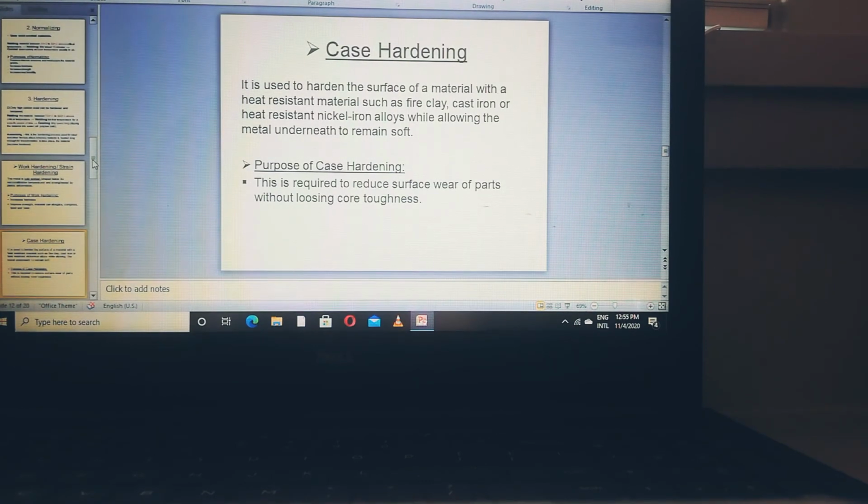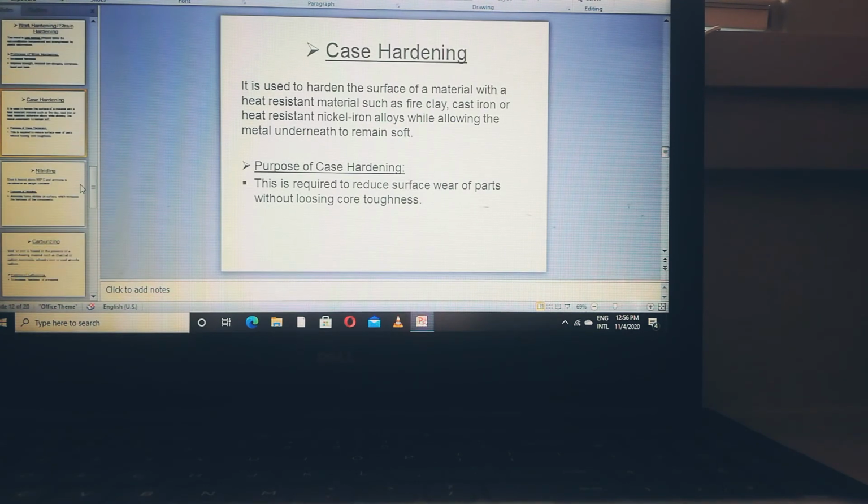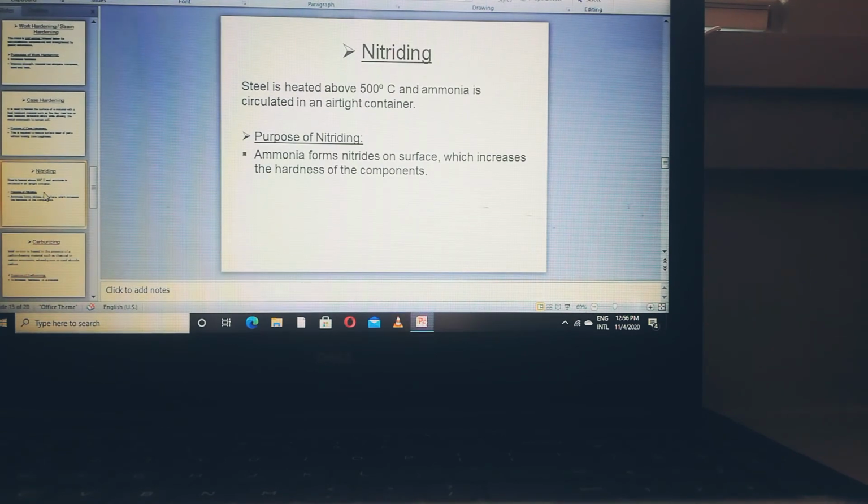Now let us look at another kind of hardening, which is nitriding. By nitriding, this is where a steel is heated above 500 degrees Celsius and ammonia is circulated in an airtight container. Why do we nitride the material? This is the purpose of nitriding: the ammonia forms nitrides on the surface of the material, which increases the hardness of the component.